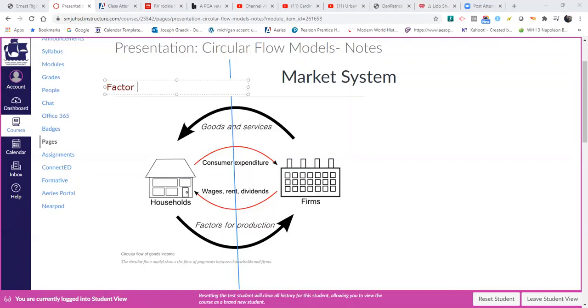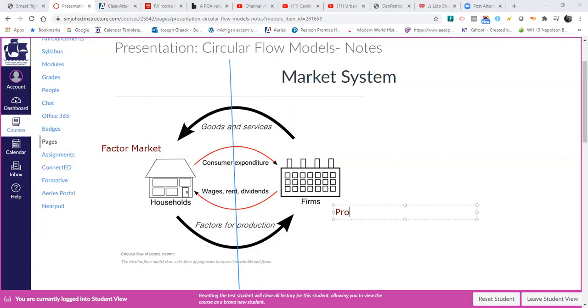So we have a factor market, right, which is on the household side. And that is just what you think it would be. It's the factors of production, the land, the labor, the capital, and the entrepreneurship. Those are generally owned by you, myself, others who live in households. We own the factors of production in a market system, and when we go find a job and go work, we sell those to businesses, and in exchange, right, they give us wage, rent, dividends, they give us money.